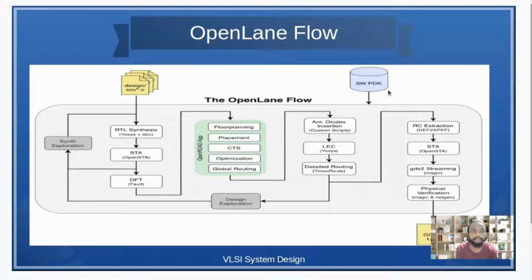In this case, we will be using the 130 nanometer PDK, and it will go through all the processes which are mentioned here in this diagrammatic representation of OpenLane flow and will result in GDS2. We will see all these processes in detail in the next slides.